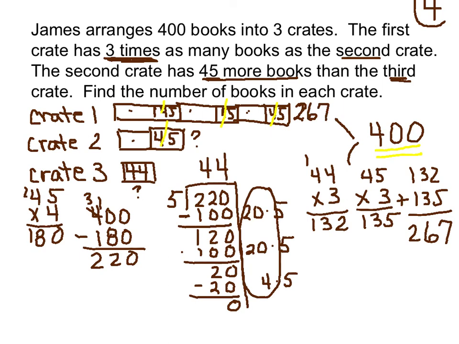Now in the second crate, I've got that 44. I have 44 plus the 45. And of course, that's 89. So there's 89 in the second crate, and I've got the first crate. Our third crate has 44 in it. So, all finished. Whew, that was a good one.